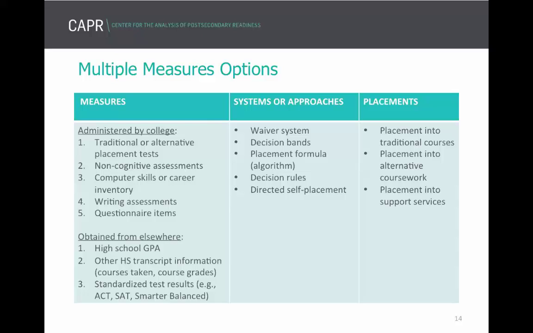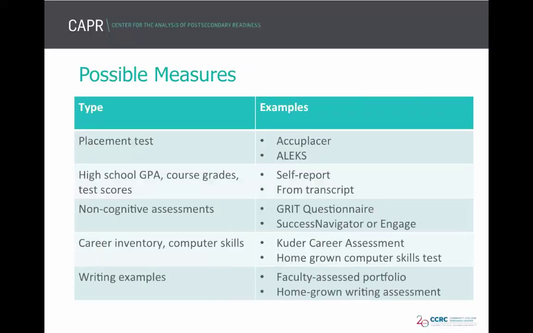I'll talk a little bit more about measures and then systems and approaches. So measures: there are other placement tests. Someone mentioned the college developed ones. There are people using other commercially available products like ALEKS. With regard to the high school GPA, I've been mentioning how valuable that is. And in cases where the transcript is not easily available, some colleges are considering the use of self-report data from students.